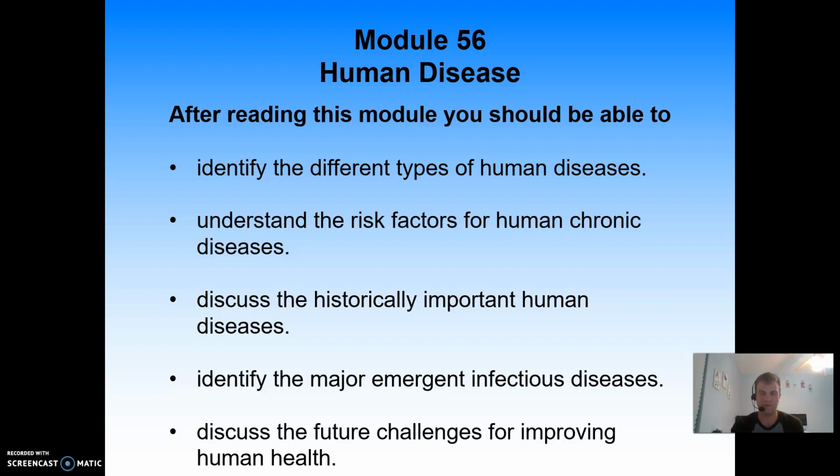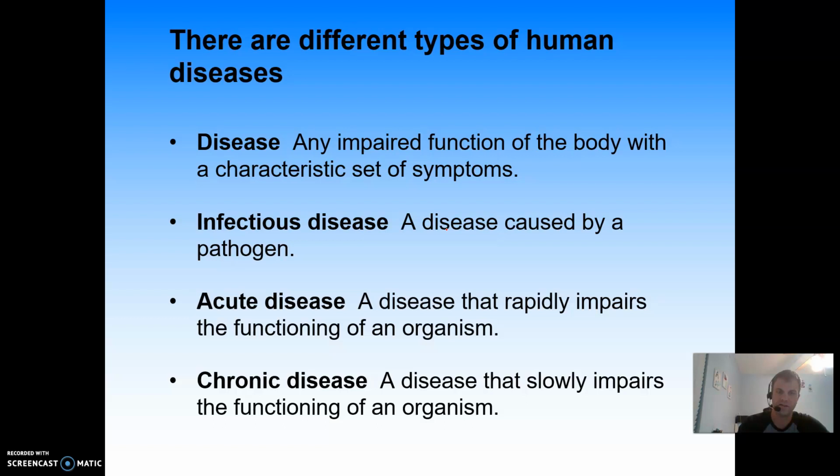After this module, we should be able to identify the different types of human diseases, understand the risk factors for human chronic diseases, discuss historically important human diseases, identify the major emergent infectious diseases, and discuss future challenges for improving human health. So there are different types of human diseases. A disease is any impaired function of the body with a characteristic set of symptoms. An infectious disease is a disease caused by a pathogen. Pathogens we talked about in the previous unit.